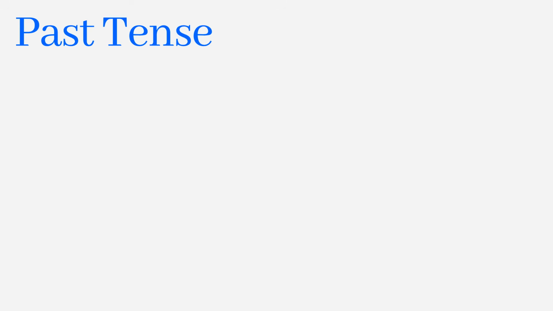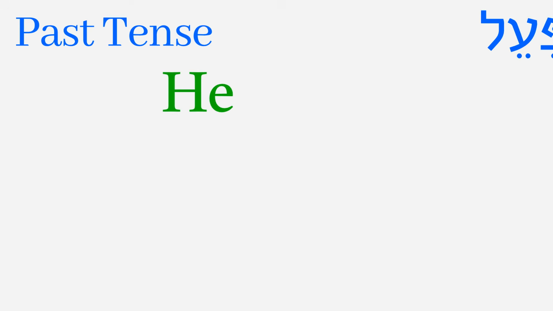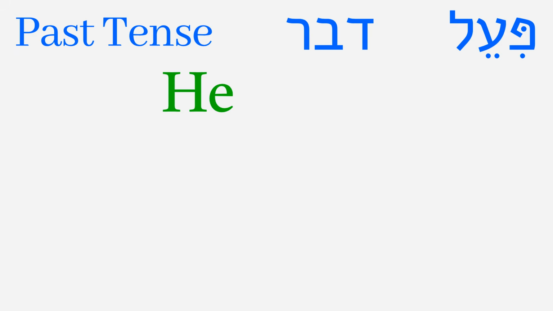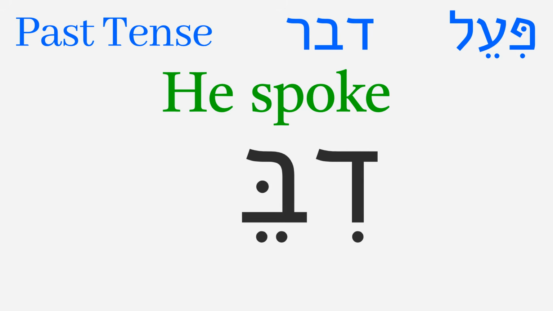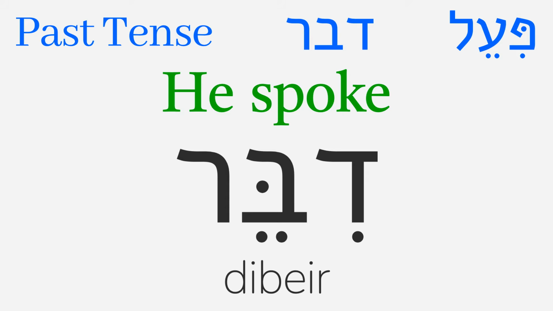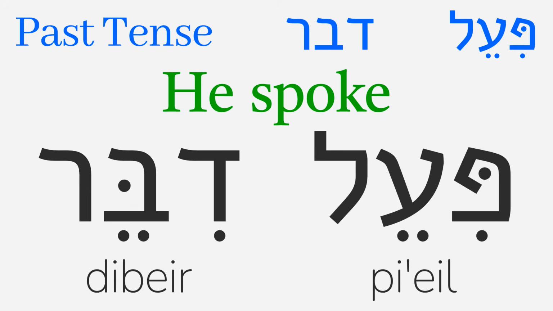Let's see how to make the hu, he form of the Piel past tense from the root dalet beit resh, which will mean he spoke. Remember, the hu form is the simplest form of the past tense. This will just be made with the first root letter dalet with hirik, second root letter beit with dagesh and tzere, and third root letter resh. Diber, he spoke.